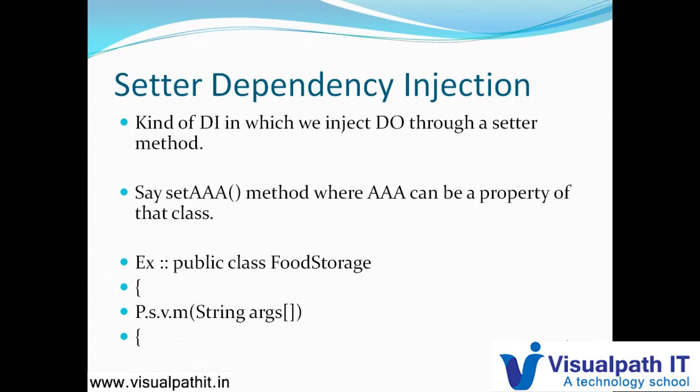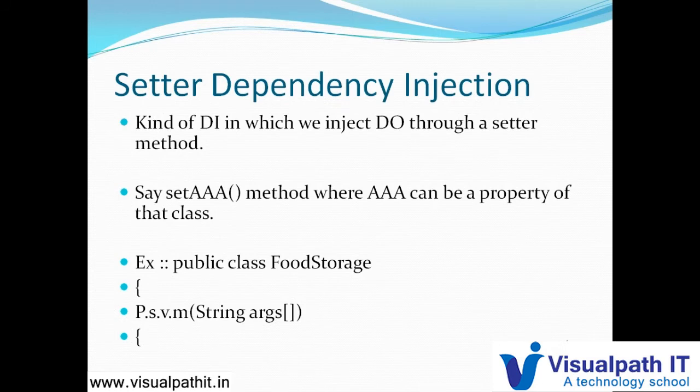For example, when a class is defined with a setter method, say setAAA method, where AAA is the property of that particular class, like setEmployee, setFoodStorage, getFoodStorage, anything of that sort. That is known as the setter method of the class. Through that, the dependency injection is set.